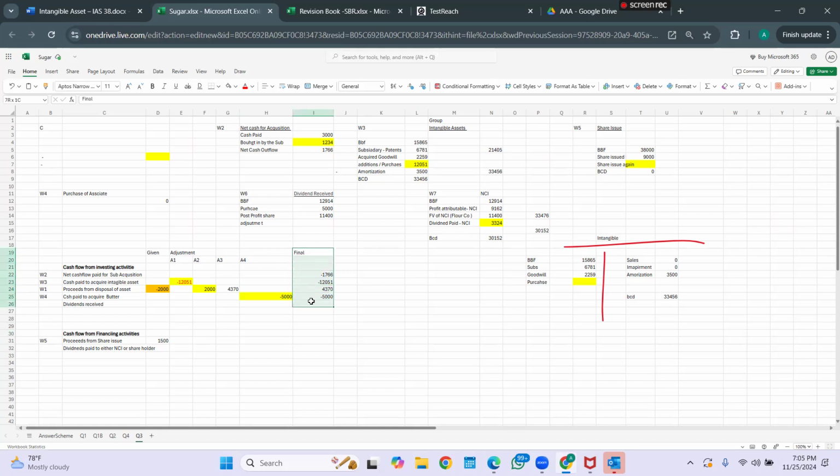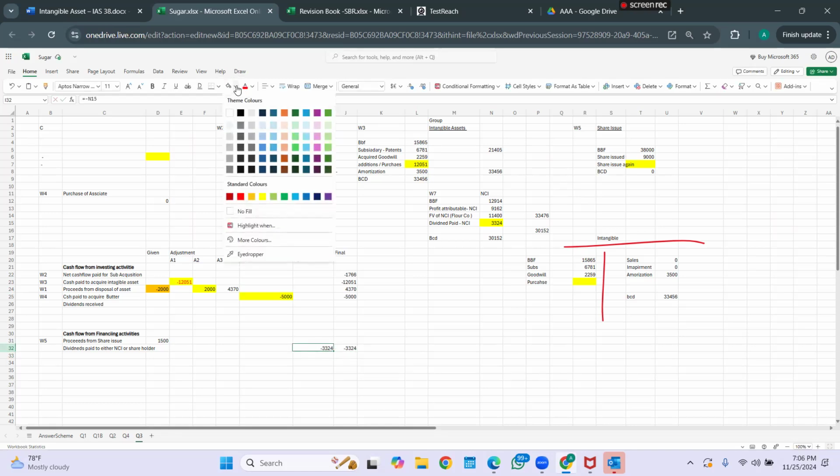Let me shift this here. This I would mark as adjustment number 5. How much would it be? 3,324. I'm paying dividends in terms of NCI. That would be my final amount as well.